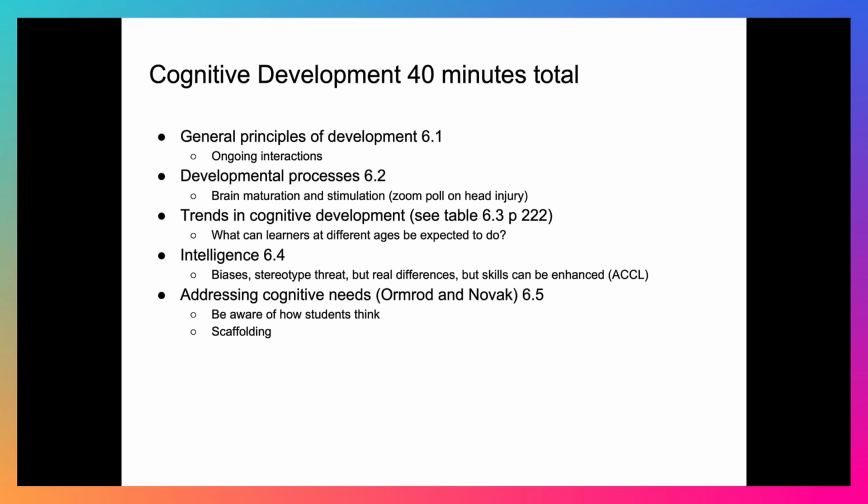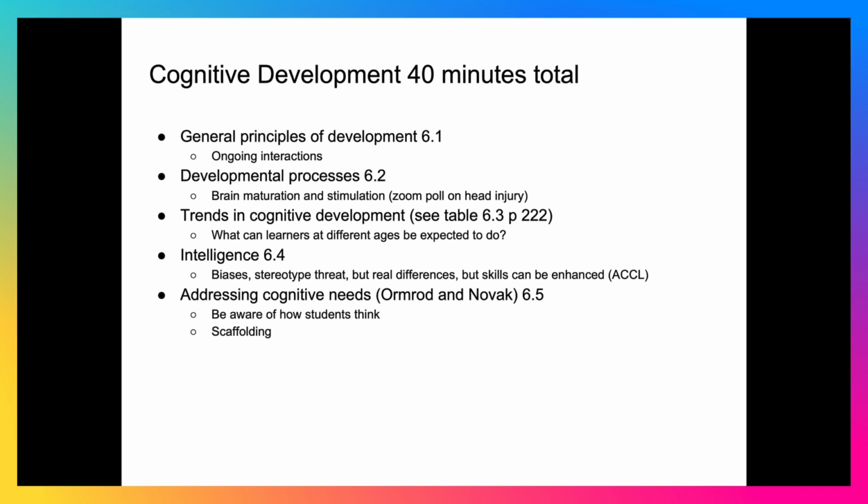Now, if you look at 6.2, where does 6.2 start? Oh yeah, that's the developmental processes. And so we're going to do a little Zoom on head injury, and that's on this week also. You don't have to, there's no right or wrong answer here. It has to do with development and a traumatic brain injury.